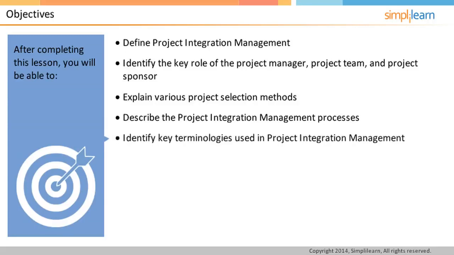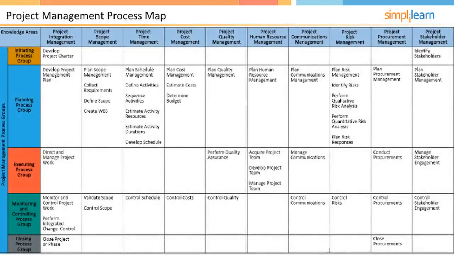In the next screen, let us take a quick look at the Project Management Process Map. There are 47 processes in project management, grouped into 10 knowledge areas and mapped to 5 process groups. In this lesson, we will look at the first knowledge area, that is, Project Integration Management and its processes. In the next screen, let us understand the concept of Project Integration Management.